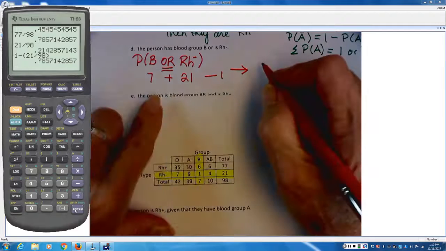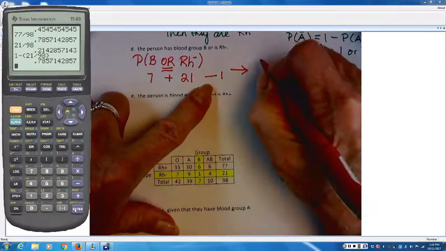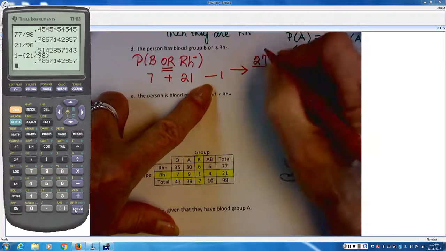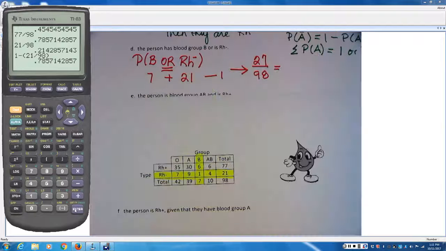So in this case, we have 7 plus 21 is 28. 28 minus 1 is 27 out of the whole 98 people. So that will be 27.6%.